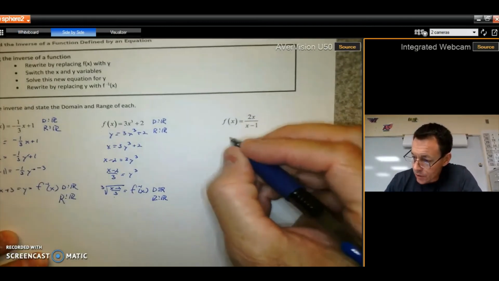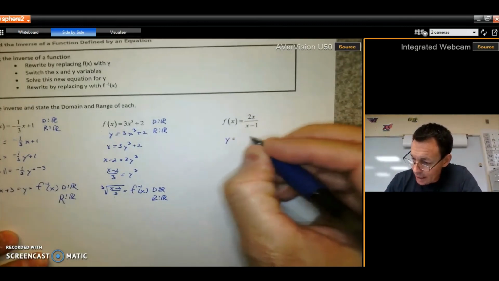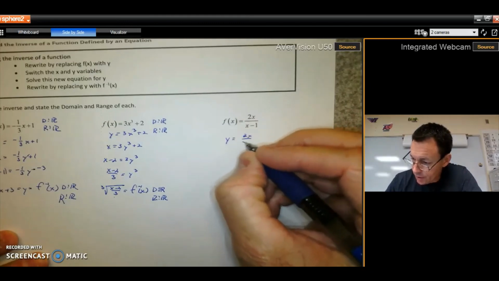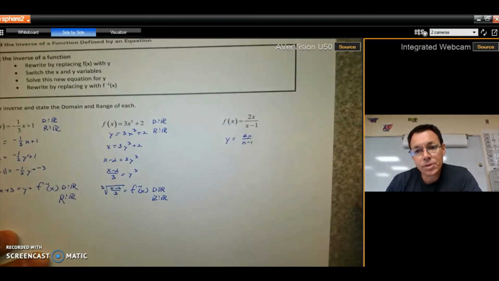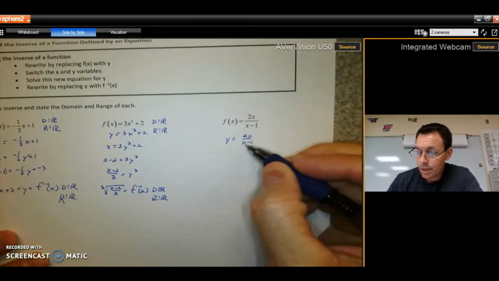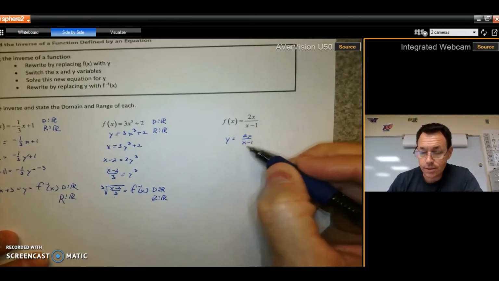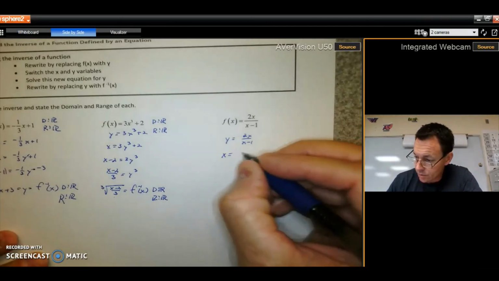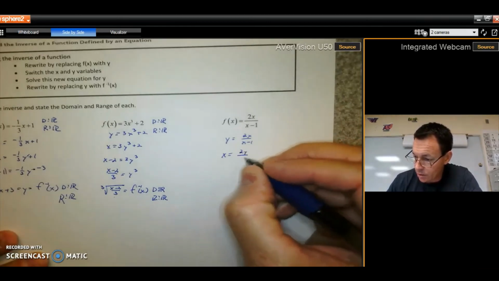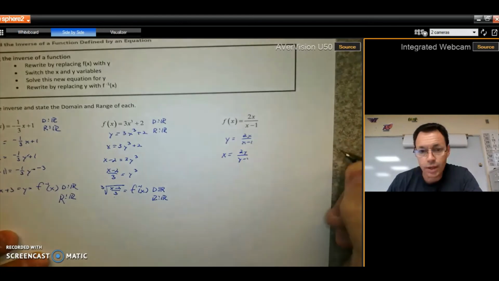All right, first things first. We're going to rewrite this as y equals, and then I've got this function on the other side. And now we're supposed to switch all the x's and y's. Well, this one has two x's. So when we switch it, it's going to have two y's. So we're going to have x equals, and then it'll be 2y over y minus 1.